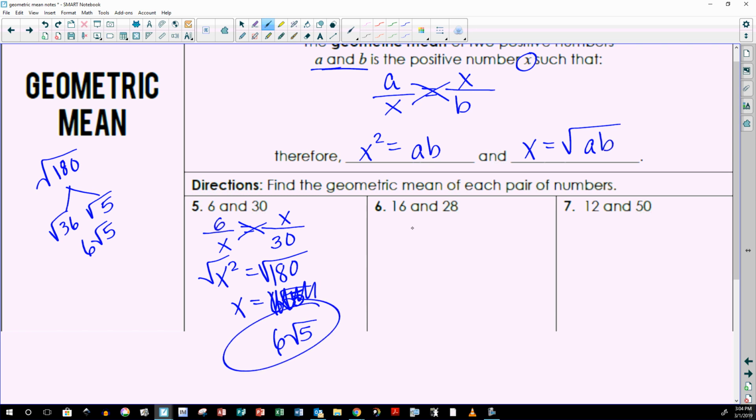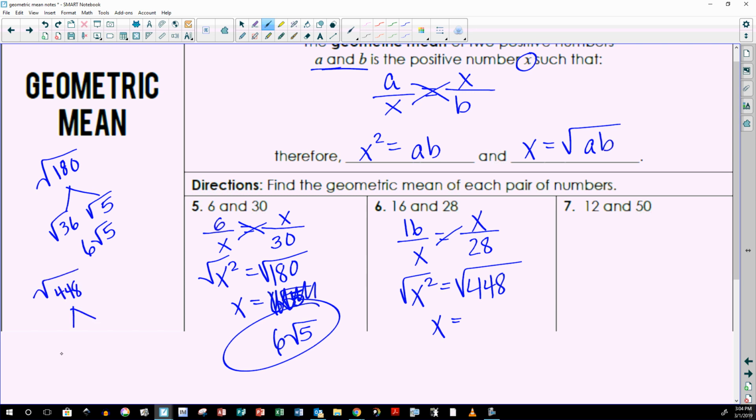Okay. Same thing here, 2 numbers, set it up. Proportion, geometric mean, 16 and 28. Cross multiply. Take the square root of both sides. So the square root of 448. If I split it into 2 numbers, this is 64 and 7. So that would be 8 square root of 7.